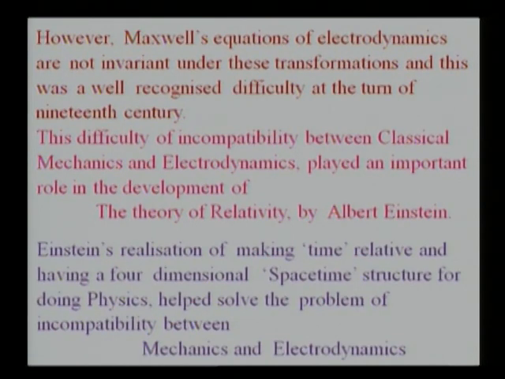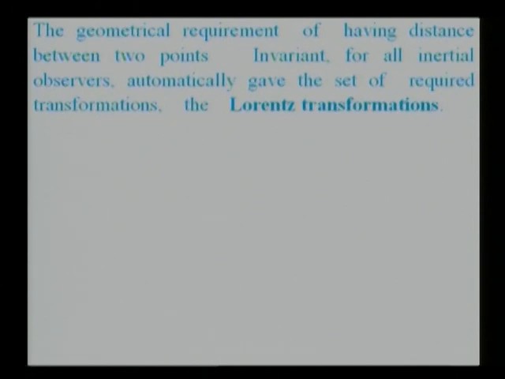Einstein's realization of making time relative and having a four-dimensional space-time structure for doing physics helped solve the problem of incompatibility between mechanics and electrodynamics. Now, the geometrical requirement of having distance between 2 points invariant for all inertial observers automatically gave the set of required transformations, the Lorentz transformations.